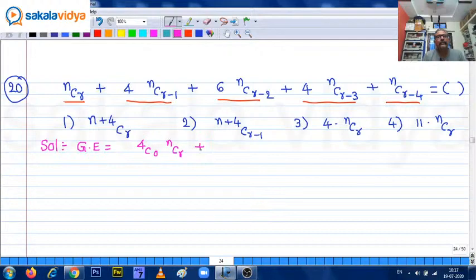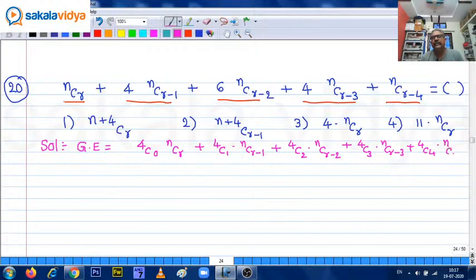plus this 4 I will write 4C1 nCr minus 1. 6 I will write 4C2 nCr minus 2. 4 can be written 4C3, and 4C3 means 4C1 only, times nCr minus 3. This we can write 4C4, and 4C4 is 1, times nCr minus 4.